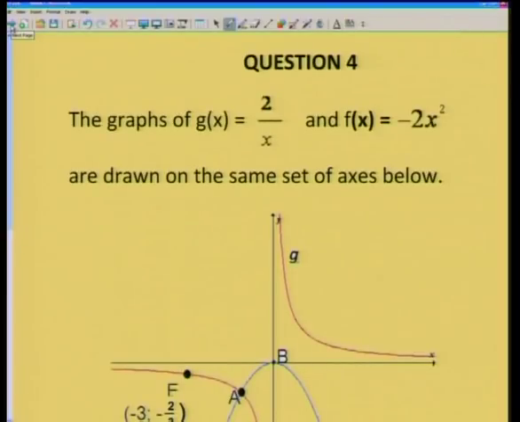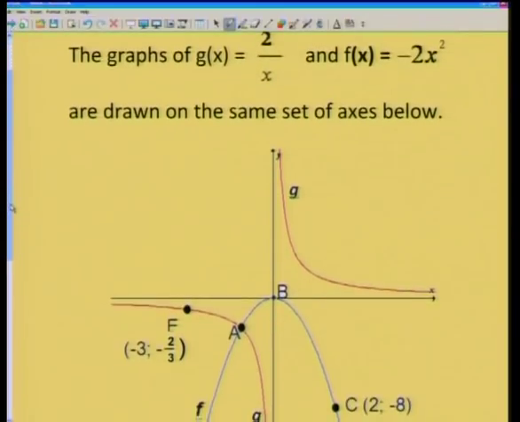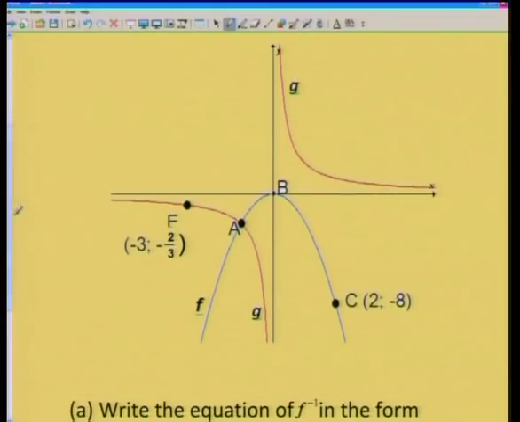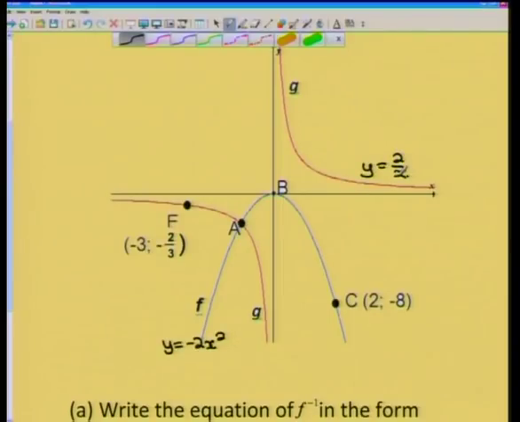All right, it says the graph of g of x equals 2 over x and f of x equals minus 2x squared. They are drawn on the same set of axes below. Now, those of you who watched our last session will be thinking, hang on a moment, this looks identical to a problem we did. And the answer is it certainly is identical. This is y equals minus 2x squared, and this is y equals 2 over x. So I didn't waste time going back to drawing this and sorting it all out because we did that in the last lesson. All I'm going to do now is concentrate on the questions that followed after that concerning inverses, etc.